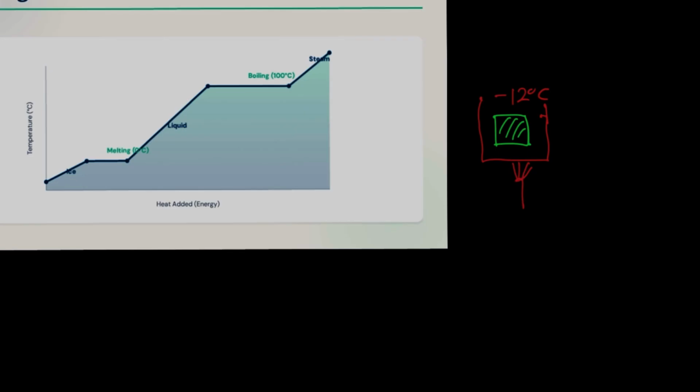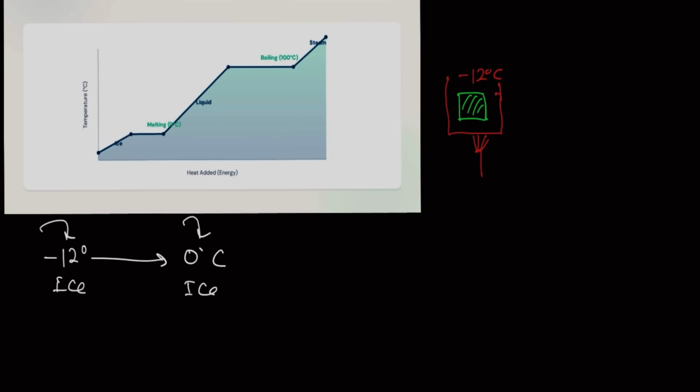First this ice will go from minus 12 degrees Celsius to 0 degrees Celsius. This is ice and this one also remains ice. Alright. So now this is ice at 0 degrees Celsius. Now this ice goes from minus 12.